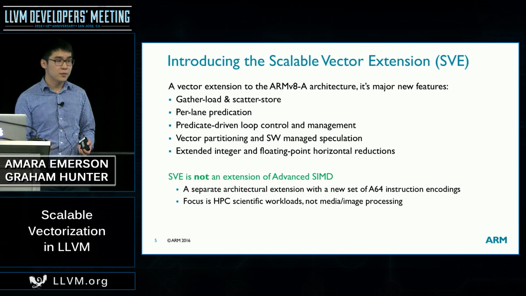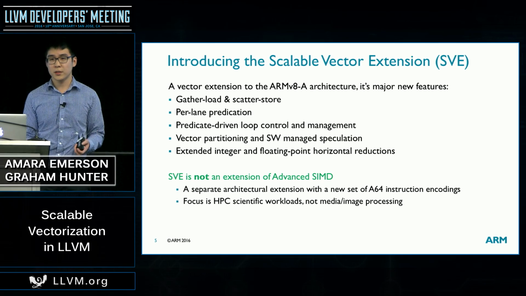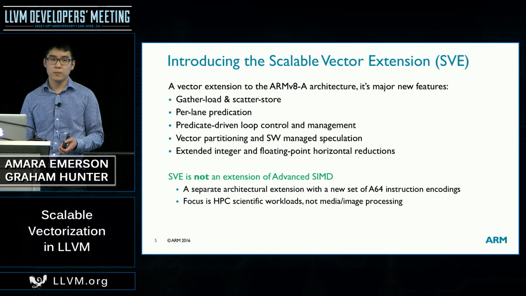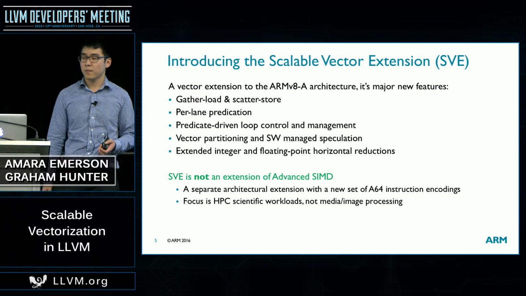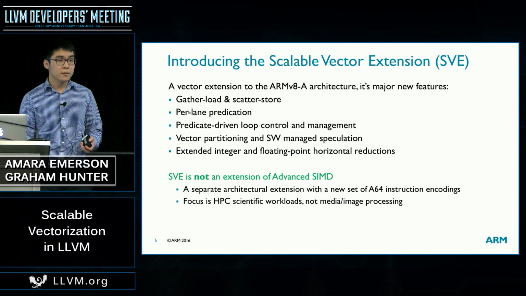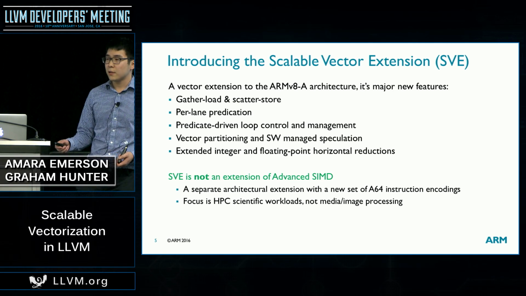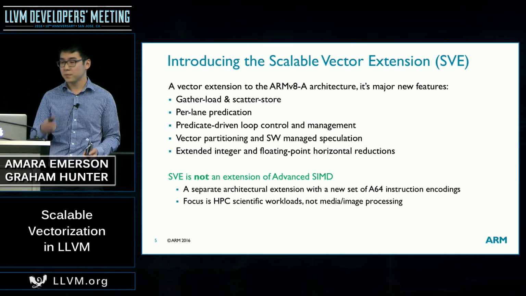We have lane predication. So this allows you to vectorize loops with control flow more efficiently by if-converting them. We have predicate-driven loop control, which is a new way of controlling your vector loop's termination condition by using predication. And we'll talk about that more later. We have vector partitioning and calculation. And this is a feature that allows us to vectorize loops with data-dependent exits. So these are early exits. And we also have extended integer and floating point reductions as well.